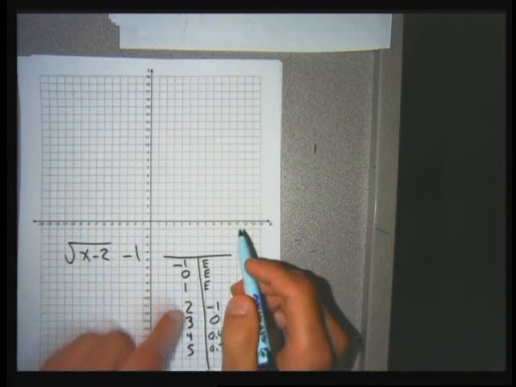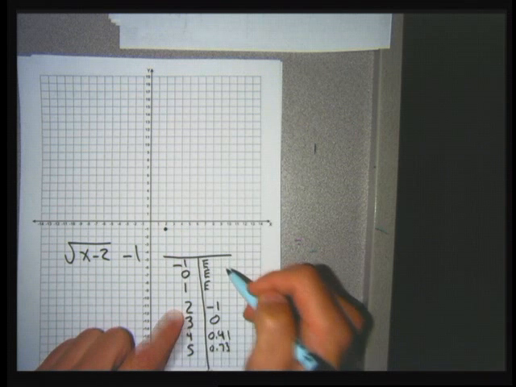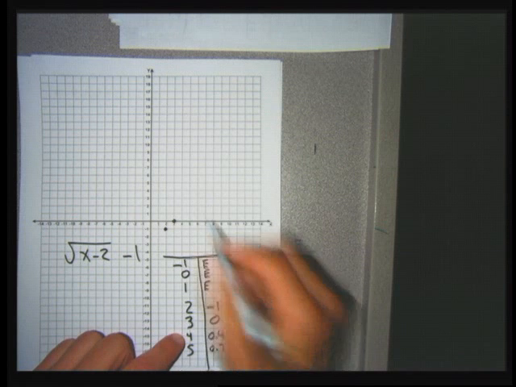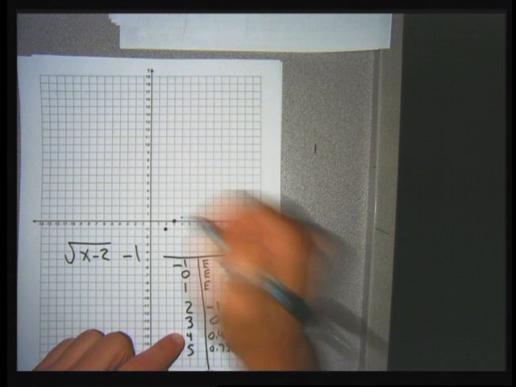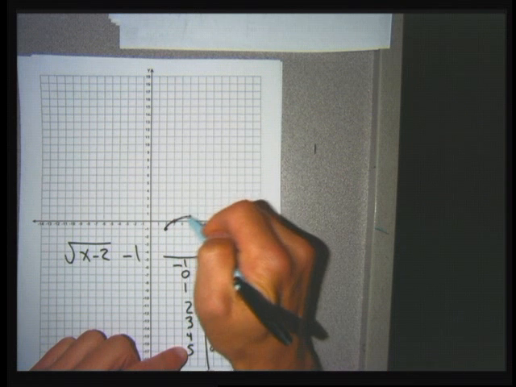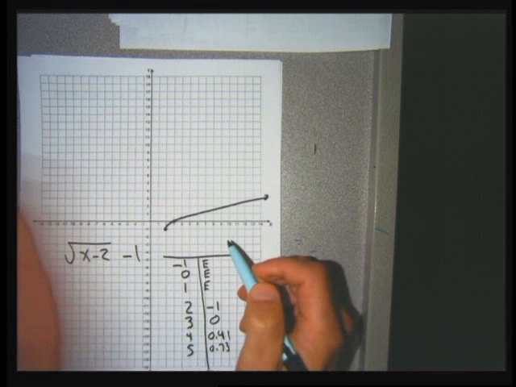So error, error, error. First point is the point positive 2, negative 1. Then the point 3, 0. Then the point 4, 0.41. And then 5, 0.73. This graph is going to look like that. And again, I'm not going to graph to the left of the errors.